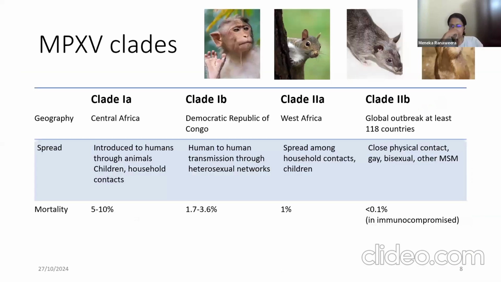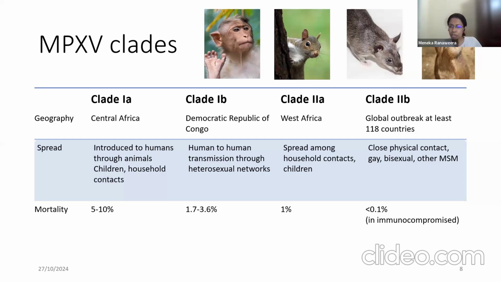So it is a zoonotic virus. The exact animal reservoir is unknown. What I have shown is some of the possible culprits. So as I mentioned, there are 2 different clades, clade 1 and clade 2. And clade 1 was originally seen in Central Africa, whereas clade 2 was seen in West Africa.